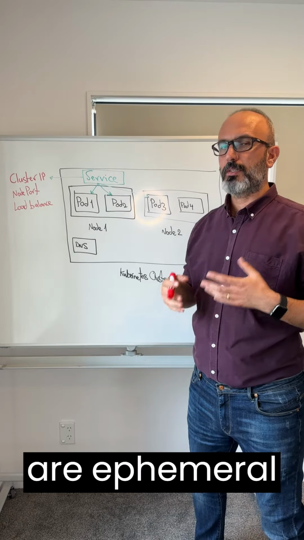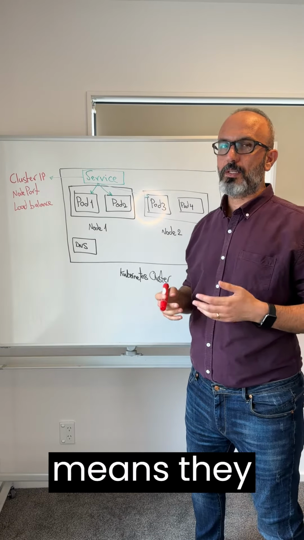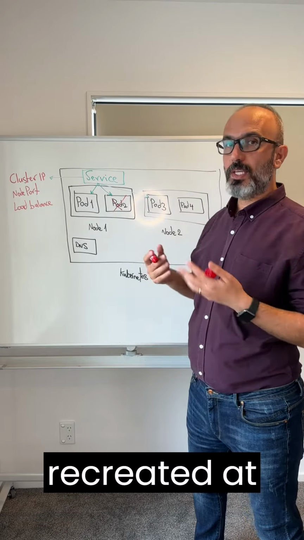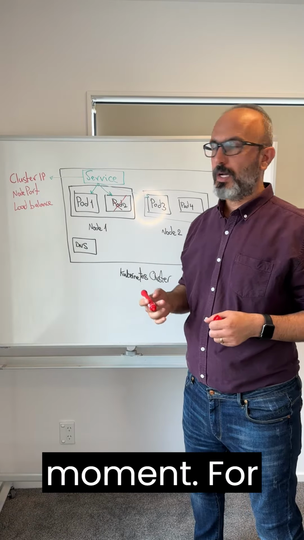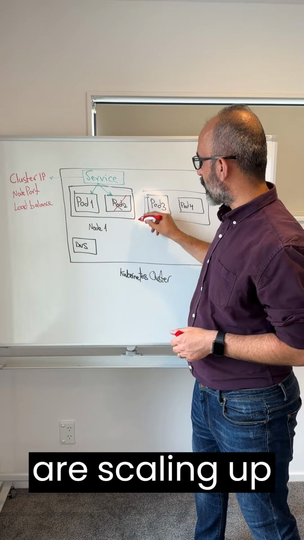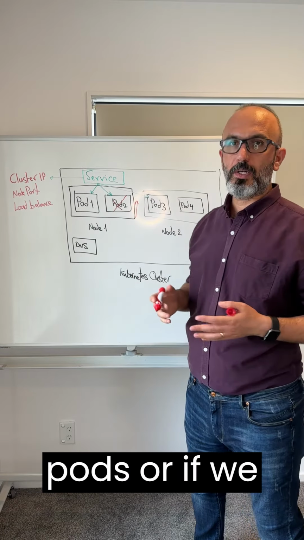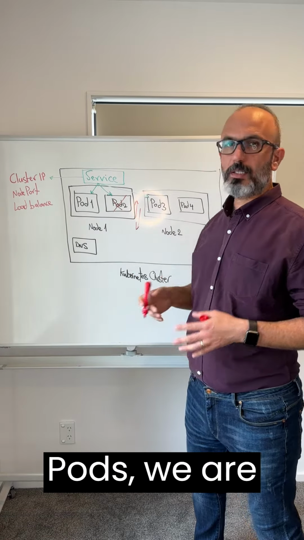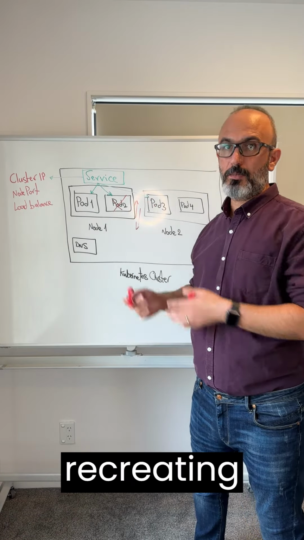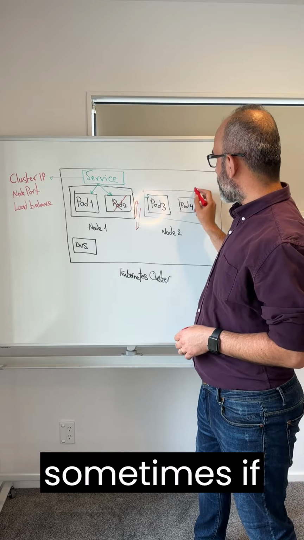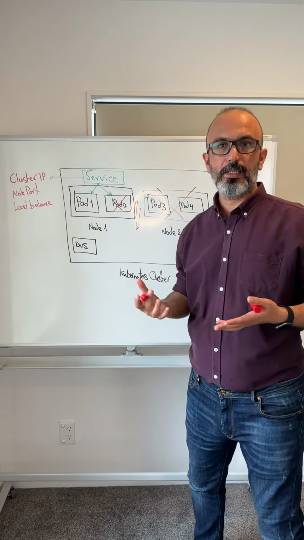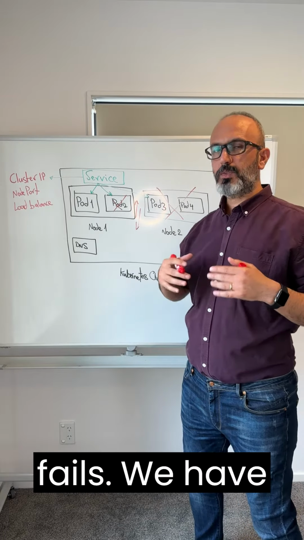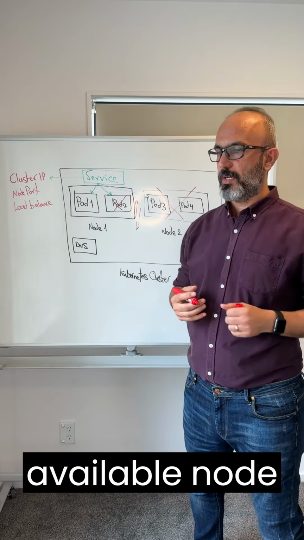Kubernetes services are an abstraction on top of pods. Because pods are ephemeral, which basically means they could be terminated or recreated at any given moment. For example, if we are scaling up or scaling down the number of pods, we are terminating, deleting, and recreating pods. And sometimes if the whole node fails, the pods within that node fail, and we have to create those pods in another available node.